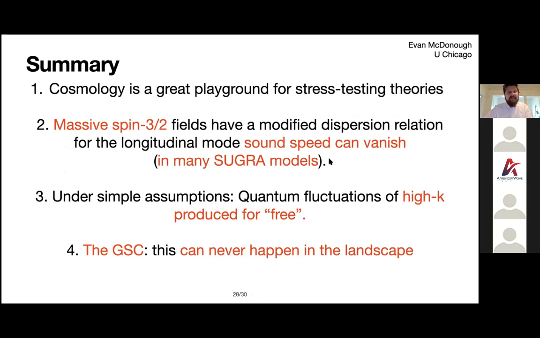And it's epsilon away from trivial to write down a SUSY model, a supergravity model, where that happens. If you make certain simple assumptions, when the sound speed vanishes, you can be producing particles at arbitrarily high k essentially for free. And the Gravitino Swampland Conjecture is just the statement that this can never happen in the landscape.